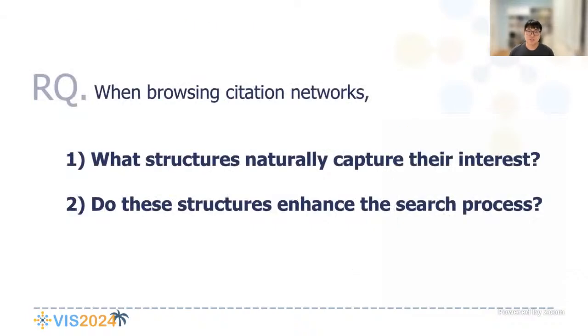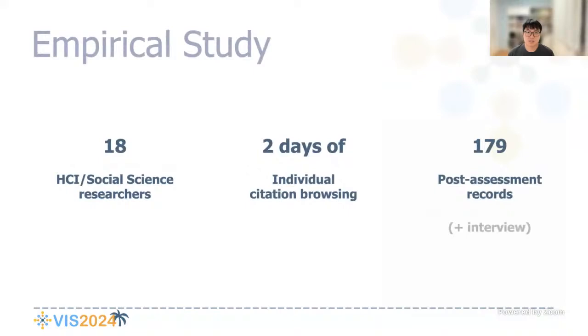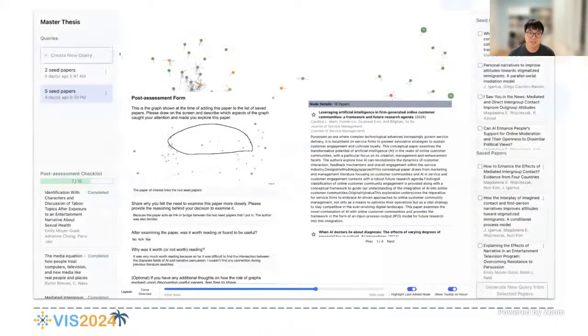So our research questions are as follows. When browsing citation networks, what structures naturally capture their interest? Do these structures enhance the search process? That is, do these structures actually help? To answer these questions, we conducted an empirical study. We had 18 HCI and social science researchers engage in 2 days of individual browsing of citation networks, and we collected a total of 179 post-assessment records to analyze patterns from. Let me briefly explain our task.